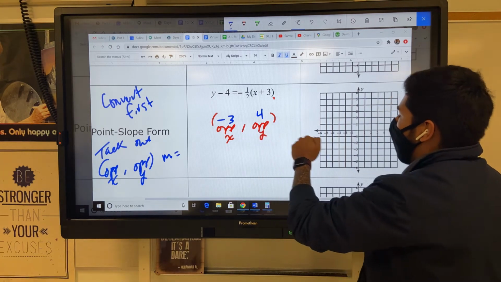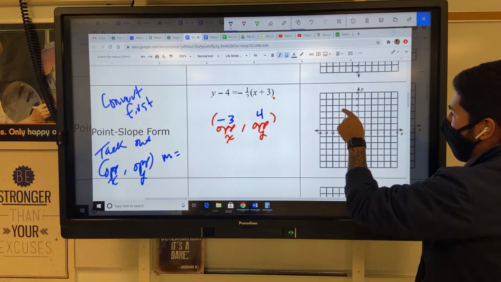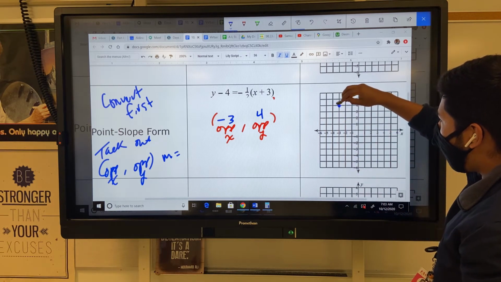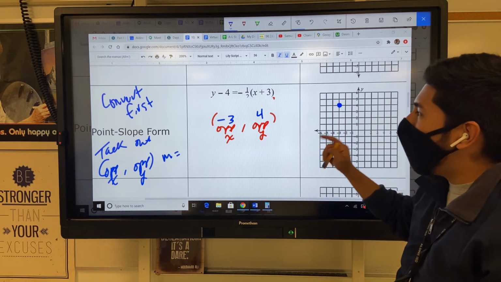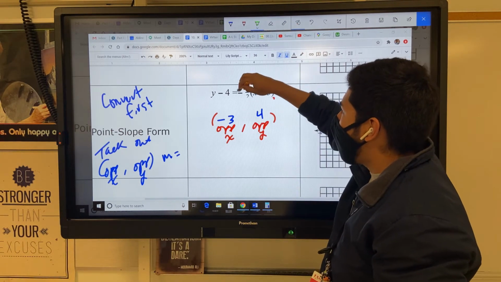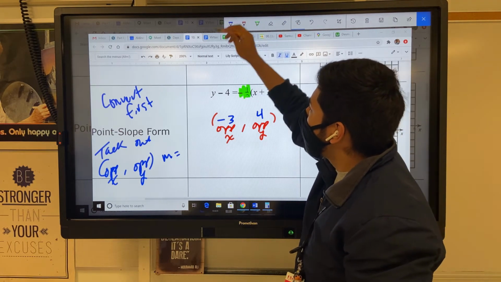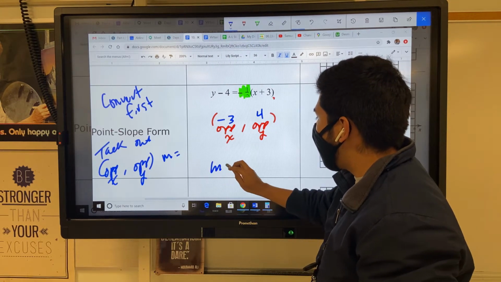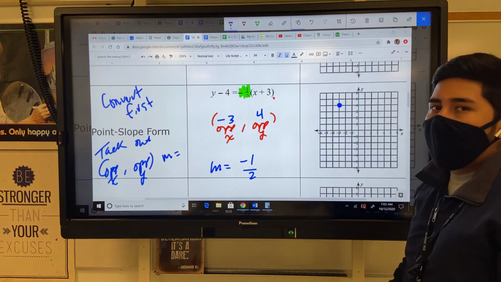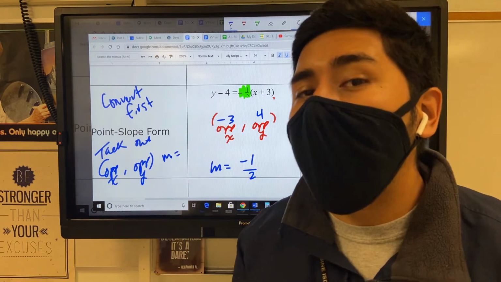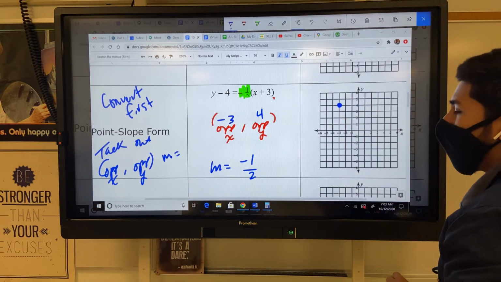Let's go ahead and plot that point first. We go to negative 3, 4, and I plot that beautiful point right there. From that point, now we get to use my slope. Slope is negative 1/2. That's already in a fraction, so since it's in a fraction, I can go ahead and do my movement.